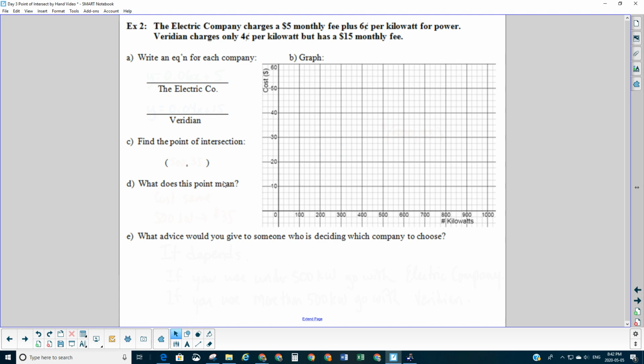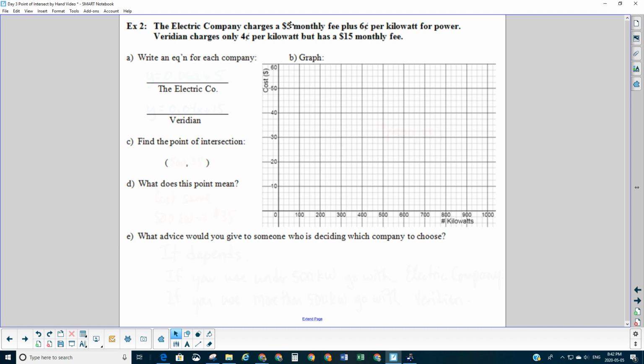So the electric company charges $5 monthly fee plus 6 cents per kilowatt for power. Viridian charges only 4 cents per kilowatt, but has a $15 monthly fee. So again, these two situations, one is going to be better depending on how many kilowatts you use. So let's write the equations for this.